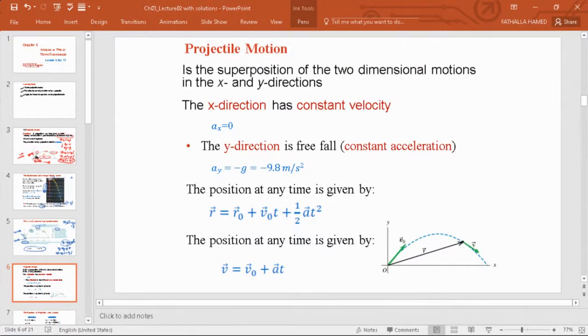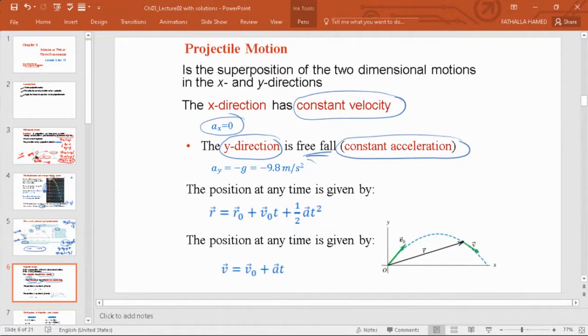So if we want to describe the projectile motion, if we look at the x direction, we say the x direction has constant velocity because the ax is equal to 0. And the y component is a free fall, and it has constant acceleration, where ay is equal to minus g, which is equal to minus 9.8 meters per second squared, and we explained that when we dealt with the free fall.